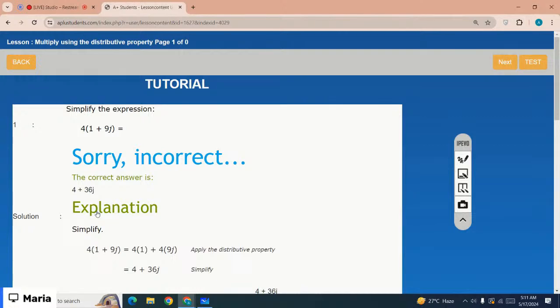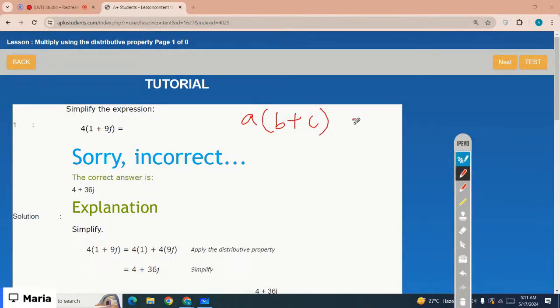Okay, simplify. 4 times 1 plus 9j. Let's just see what is the distributive property first. Like you have a times b plus c. What you can do, you have to do ab. You need to multiply a times b. Then you have the positive sign. Then you have to do a times c. That is the distributive property. If you have a times b plus c, you have to multiply a with every term that is inside the bracket. You have to do ab plus ac, right?